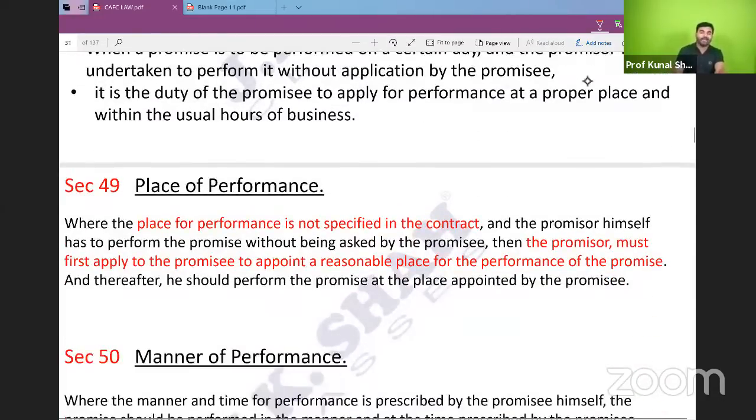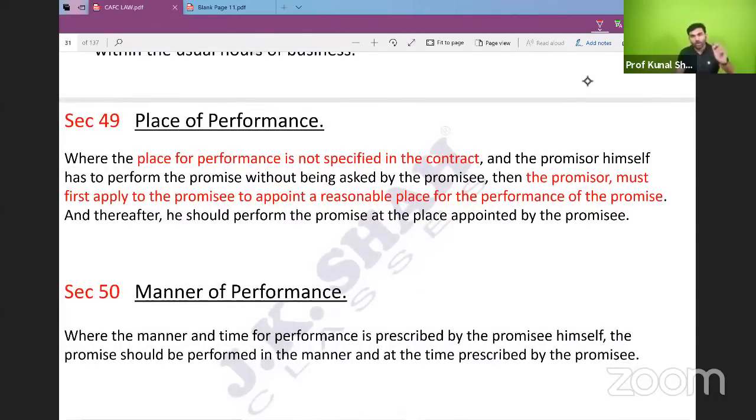The last part is towards place and manner of performance. Law says, if inside the contract the place of performance has already been specified, then the contract should be performed at that specified place only. If inside the contract it has been specified that the contract should be performed at Bangalore, then the contract will be performed at Bangalore only.